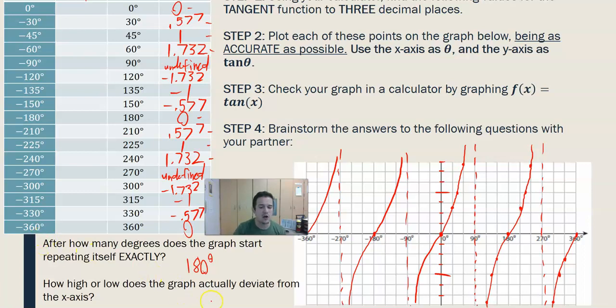And how high or low does this graph actually deviate from the x-axis? Well, spoiler alert, these graphs are going to keep on going forever and ever, up and down. So they never end. There's not going to be a maximum point and there's not going to be a minimum point. So no max and no min. And again, these are the things that I want you to have written down either on a piece of paper or in those guided notes to submit on Canvas with these tables filled out. Just following along with what we're doing here.